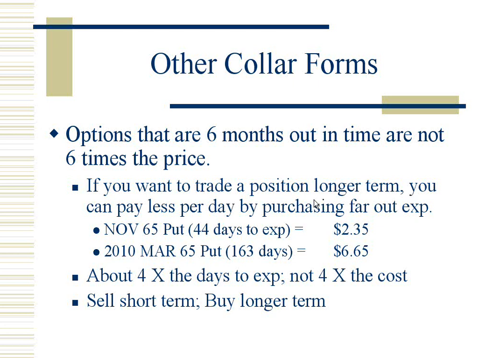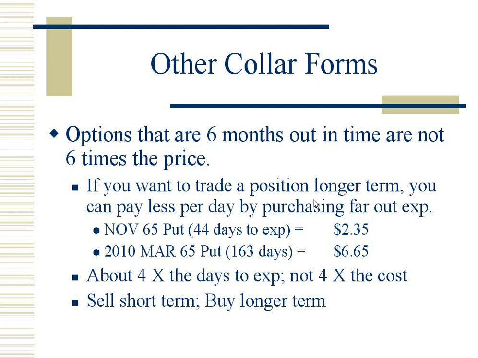In that original standard collar position, the November 65 put had 44 days to expiration, and it had a cost of about $235. The 2010 March 65 put, same strike, but 163 days out in time. Okay, almost 4 times the range out in time. An extra 3 months out in time, for example, was only $6.65. So we're about 4 times the days out to expiration, but we're not near 4 times the cost.